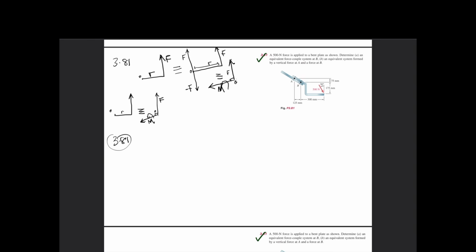Let's solve A first. We want to replace this 500 Newton force by an equivalent force couple system at B. So let's draw out our free body diagram this way. Initially we have a force of 500 here. Now we want to move it to this point. So an equivalent force couple system at B. We have B, A, A, B.